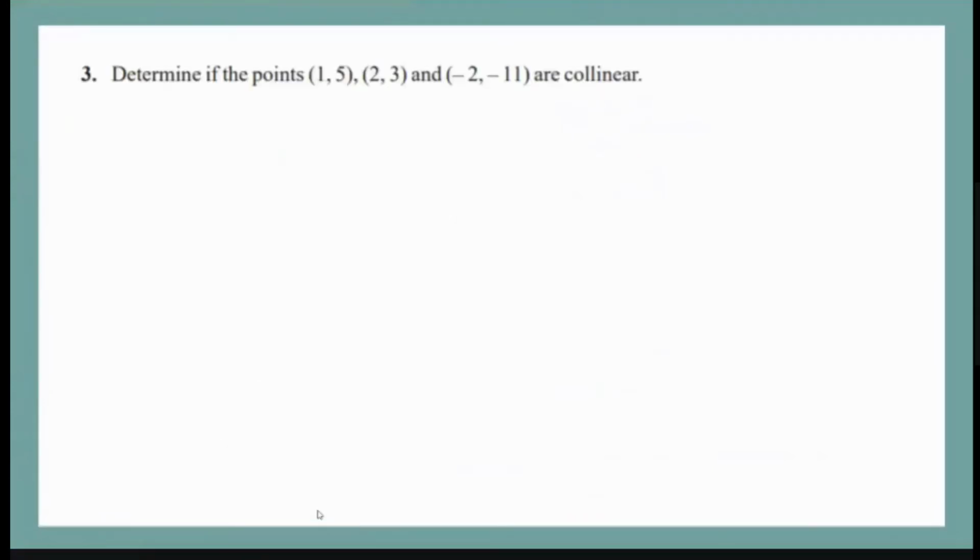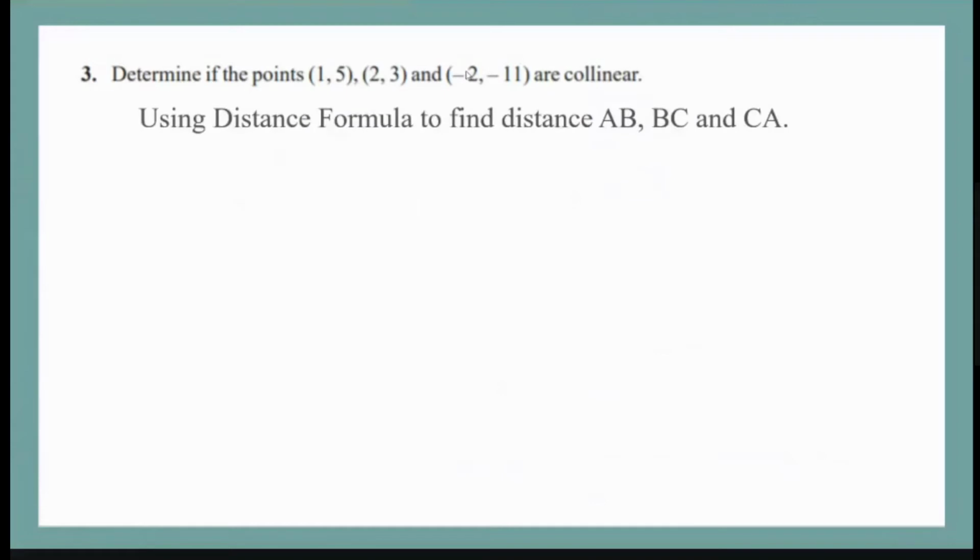Now I take up the third question. Determine if the points are collinear. I have the 3 points. If I take these as A, B, and C, then I'll find the distance between these 2 points, the distance between these 2 points, and the distance between these 2 points. If the sum of the 2 smaller ones is not equal to the bigger one, then the points are not collinear. But if the sum of the 2 smaller distances is equal to the greatest distance, in that case the points are going to be collinear. So let us try to find out. Using the distance formula, I'll find out AB, BC, and CA.